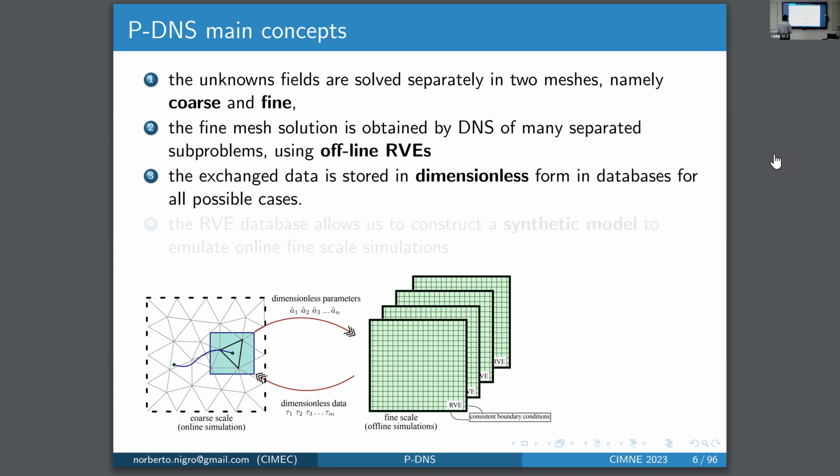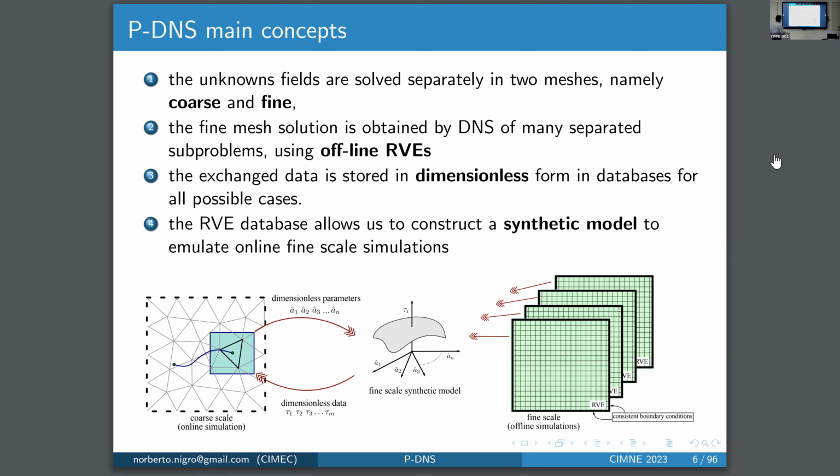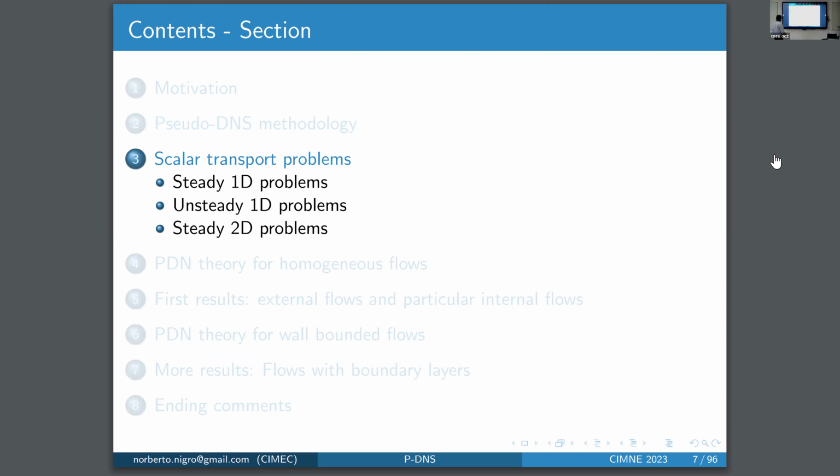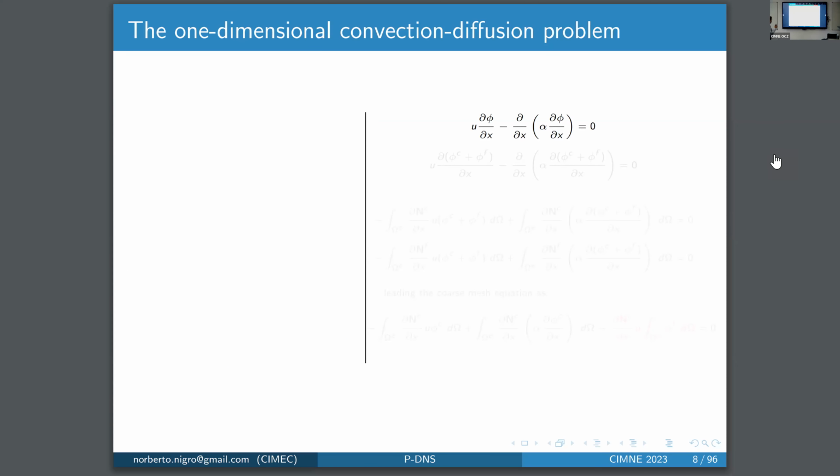So with this solution in the RVE, in different situations for different dimensionless parameters, you build a sort of database for all the possible cases. And in this case, it's possible to have a very representative universe of the different situations, especially in terms of these dimensionless indicators. And from the RVE database, we construct a synthetic model to emulate the fine scale simulations. Well, in order to have an idea about how to apply this to a simple problem like a scalar problem, we start with convection diffusion problems. It's very familiar to all of you.